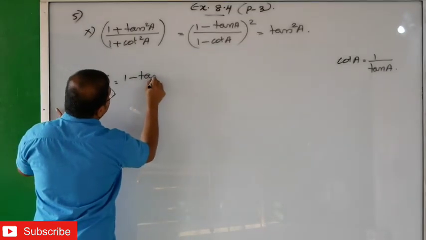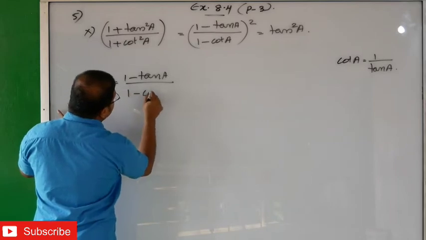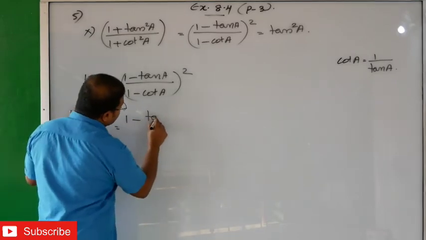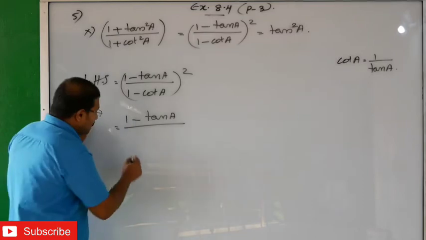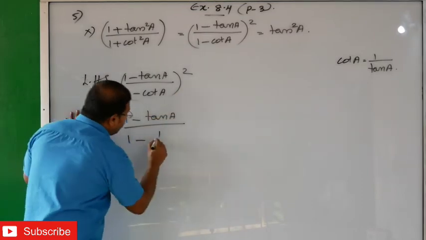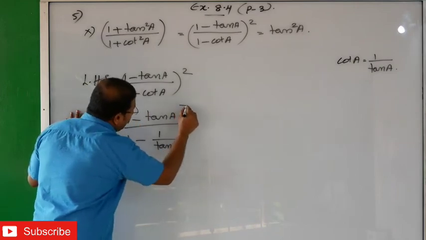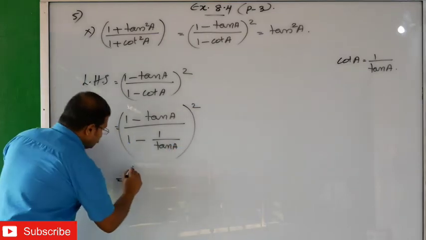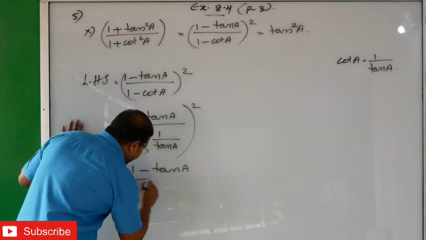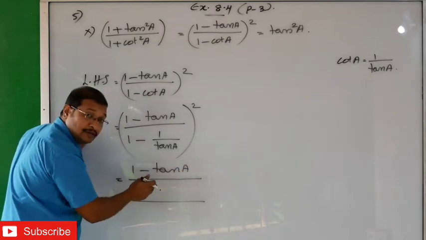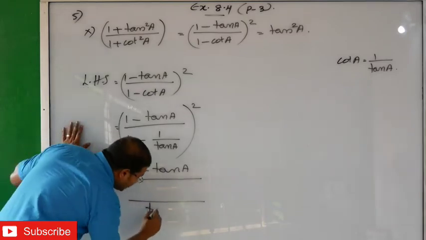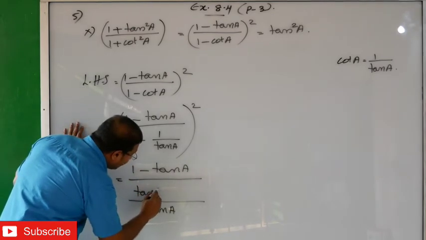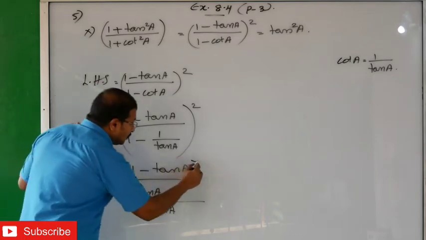What is that? 1 minus tan A divided by 1 minus cot A the whole square equals 1 minus tan A divided by 1 minus, in place of cot, what you can write? 1 by tan A, the whole square equals 1 minus tan A divided by. Now we will go for the LCM in the denominator. Ready? What will be LCM? Tan A. Now what I will do? Tan A into what? Tan A minus 1. Okay? The whole square.